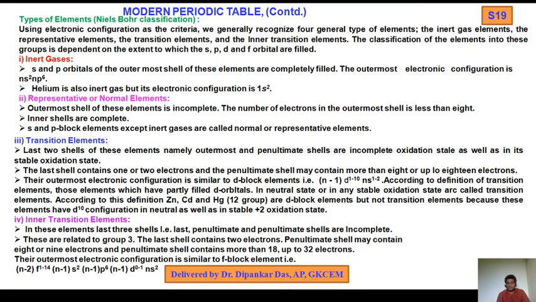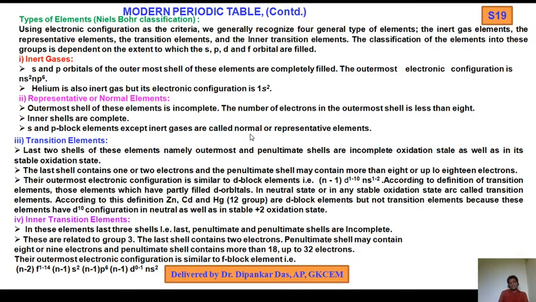We are talking about inert gas. Inert gas means except helium, all the inert elements possess ns2np6, that is 8 electrons that fill up the octet rule. Except helium, which has a doublet: helium is also an inert gas, but its electronic configuration is 1s2. Number 2, representative elements or normal elements. The outermost shell of these elements is incomplete. The number of electrons in the outermost shell is less than 8. Inner shells are complete.